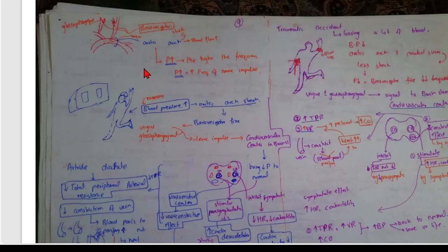Now you have to understand that, for example, this is the glossopharyngeal nerve and this is the vagus nerve. If the blood pressure increases, the frequency of nerve impulses is higher. You have to remember this: the greater the change in pressure, the greater the frequency of nerve impulses in the aortic arch. Now, for example, if your blood pressure increases because you are running, etc.